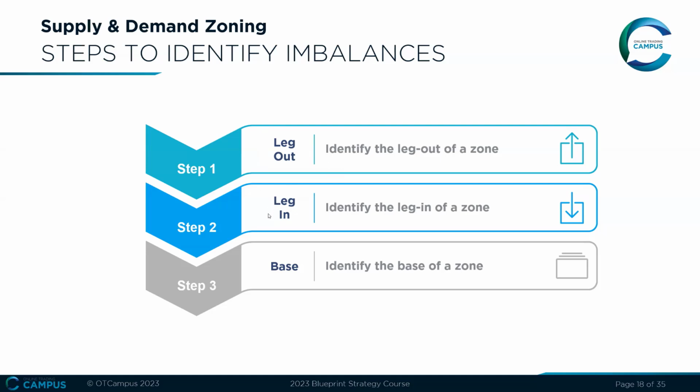And then we're going to look for the leg in. So we would identify the leg in of the zone. And as we identify the leg in and the leg out, we automatically have the base, which is wrapped in between the leg in and the leg out of the zone.